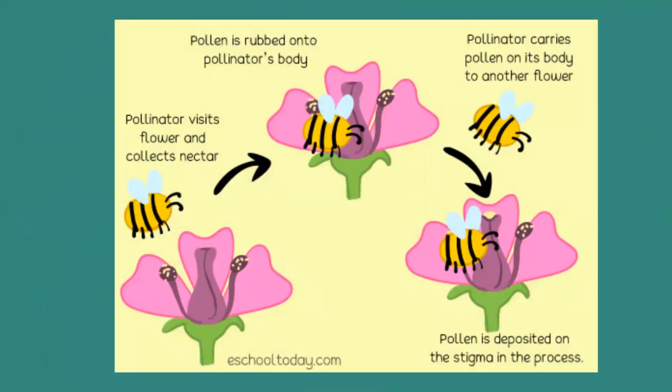Here we can see a bee, which is a pollinator, eating nectar from a flower. Its body is big enough that it rubs against the anther, or the male part of the flower that has pollen. Because of this, the pollen is going to stick to the bee's body. When the bee goes to another flower, the pollen from the previous flower is transferred to the stigma, or the female part of the flower.